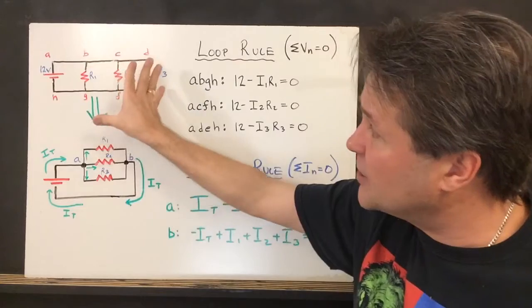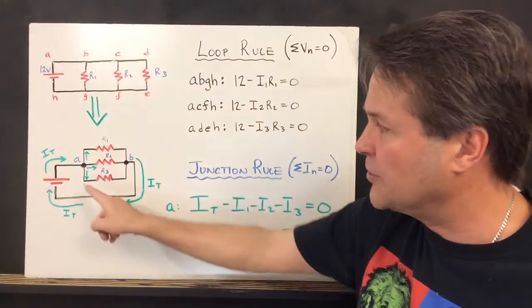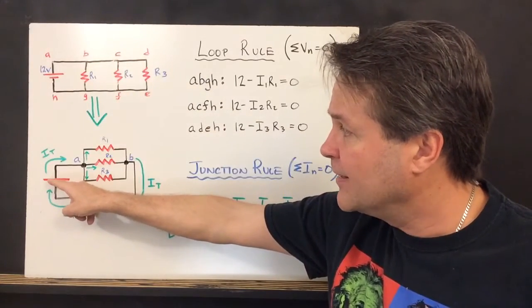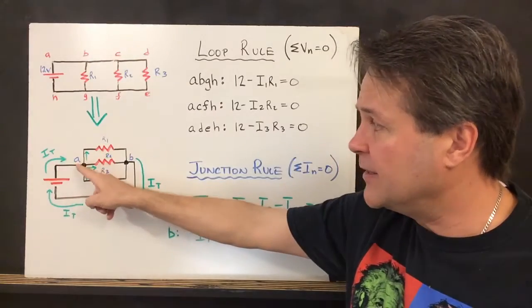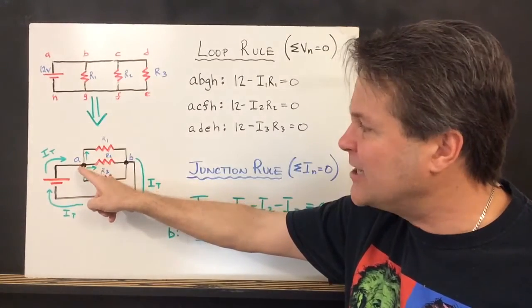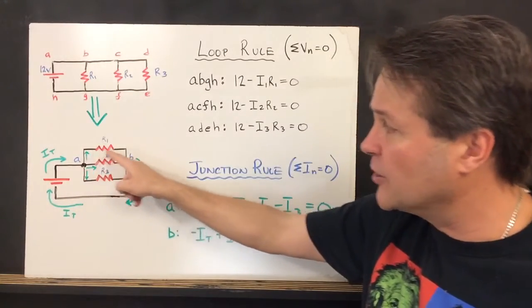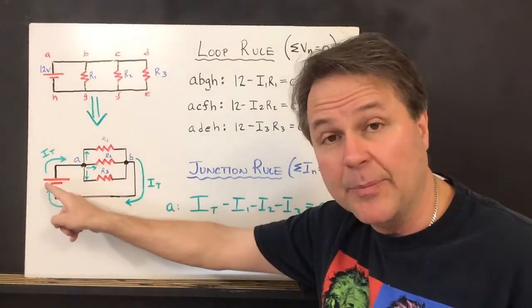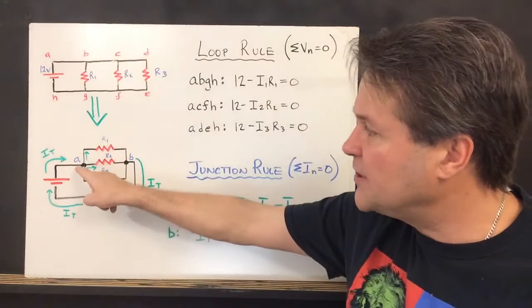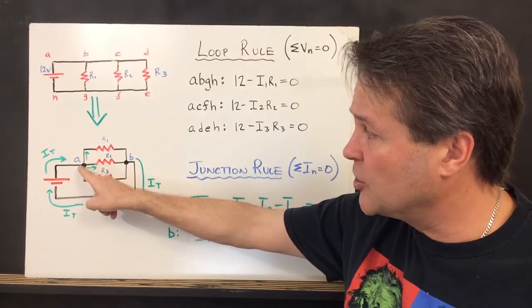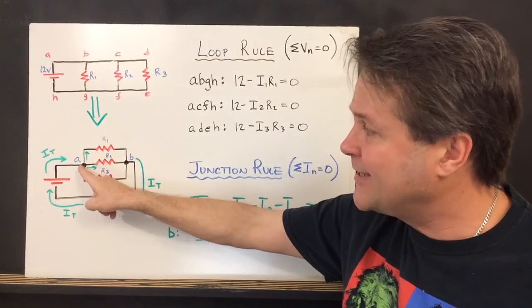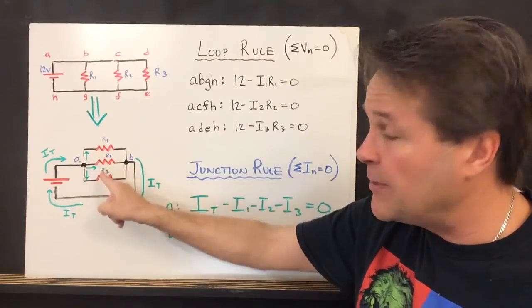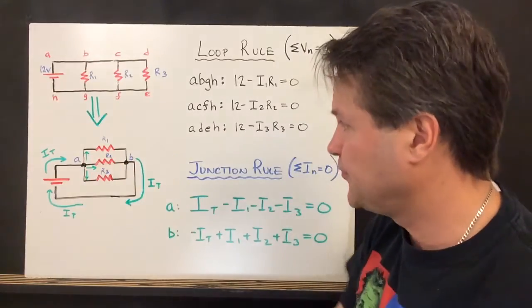So I just repositioned the resistors, where we have the current coming out of the battery, they hit junction A, and they split off into each of the resistors, and then they come back together, and then they re-enter the battery. So this is the junction that we're talking about, the junction that sends the current into the 3 parallel resistors.